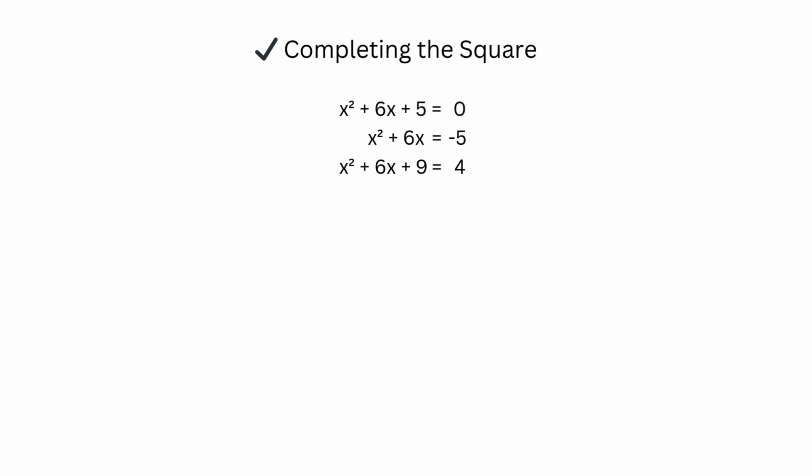Step 3, rewrite the left side as a perfect square. (x plus 3) squared equals 4. Now, we take the square root of both sides. x plus 3 equals plus or minus 2. Finally, solving for x, we get x equals negative 1, or x equals negative 5.